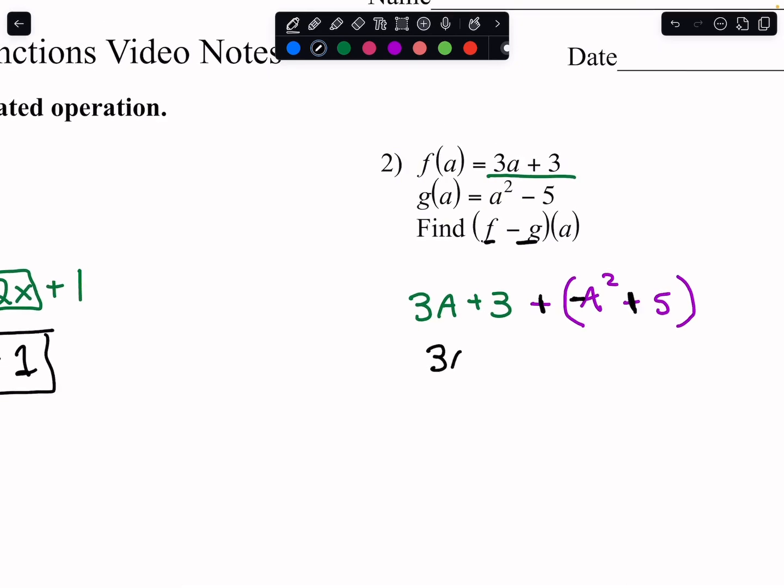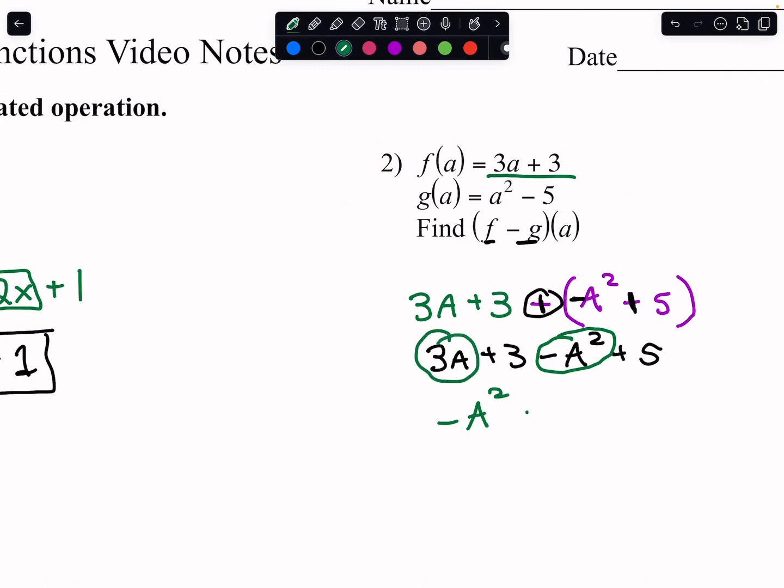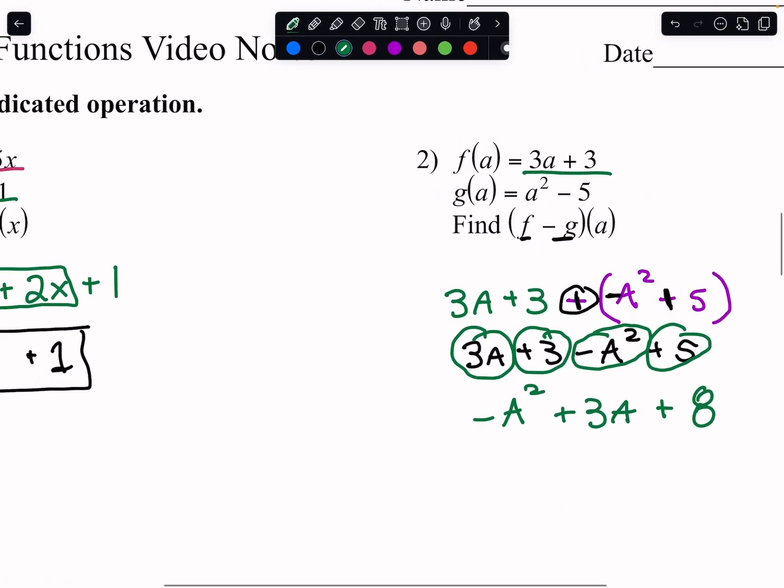So we got 3a plus 3 minus a squared plus 5. Anytime there's a plus sign, that makes our life easy. So let's combine our like terms and find our final answer. I got this negative a squared. That's the biggest thing we got as far as exponents. I got a positive 3a right here. And then when I combine my 3 and my 5, I'm going to get a positive 8. Okay, that's number 2.